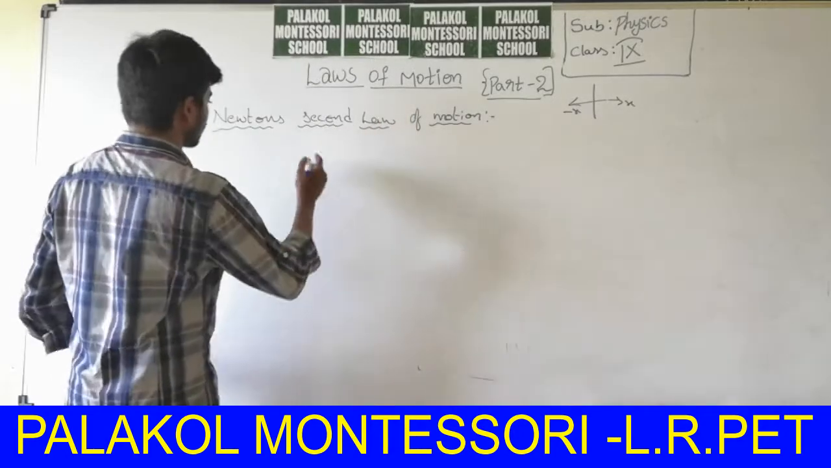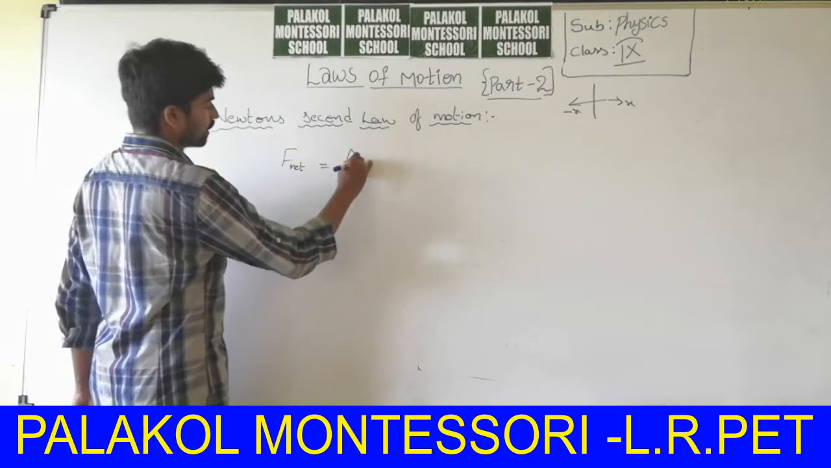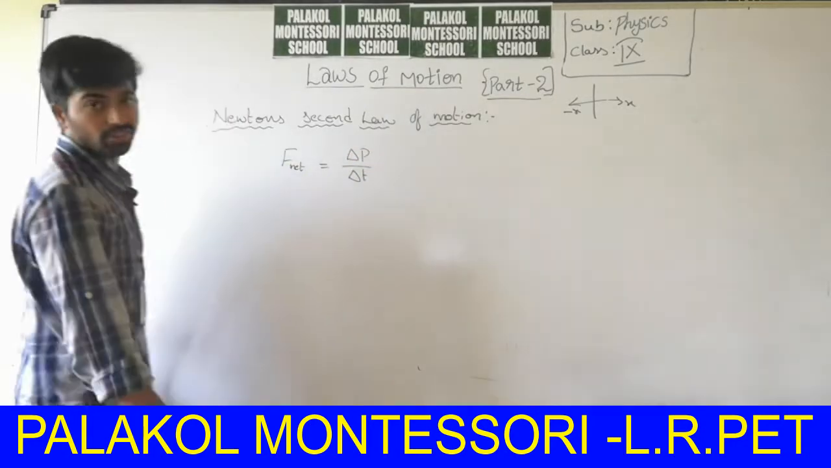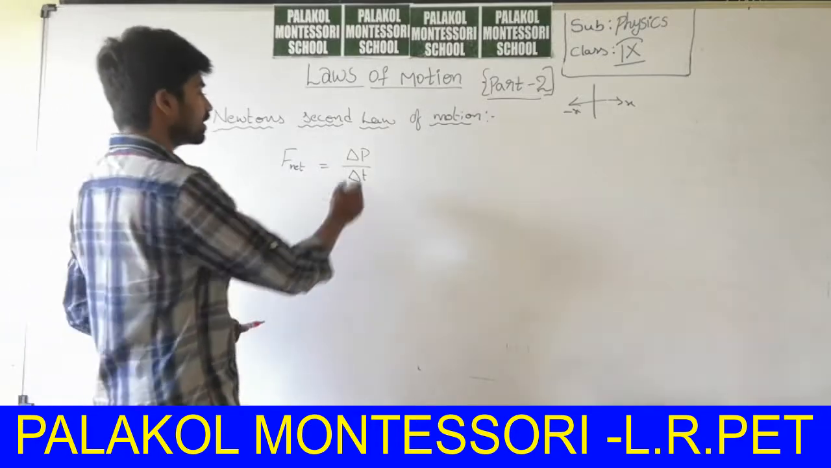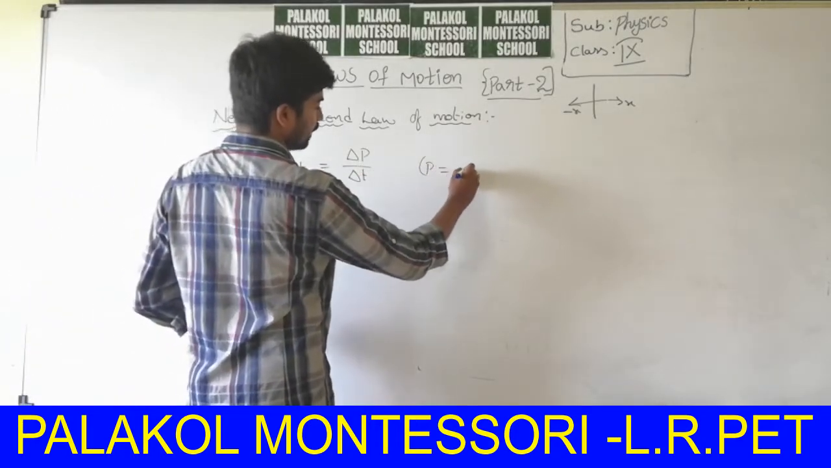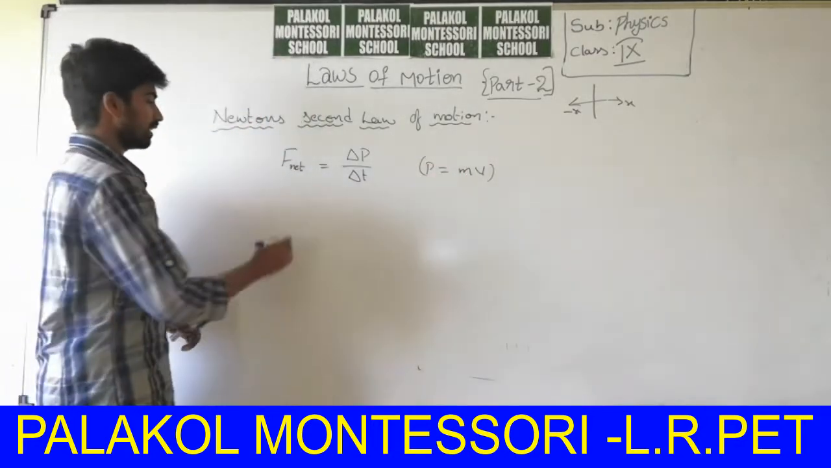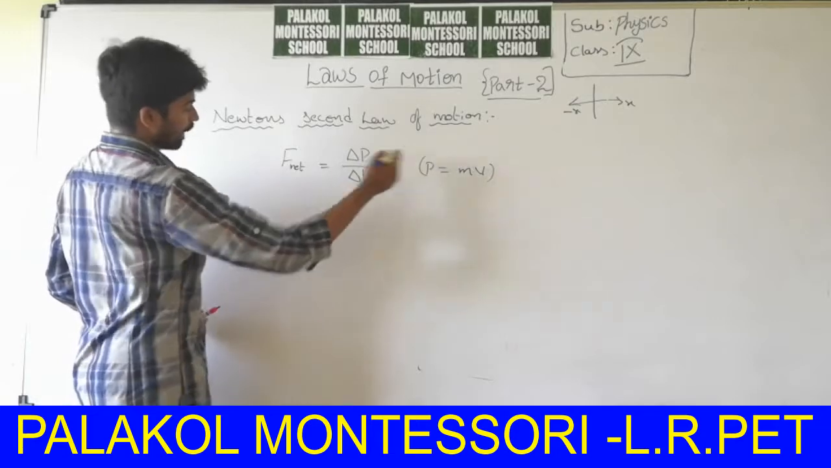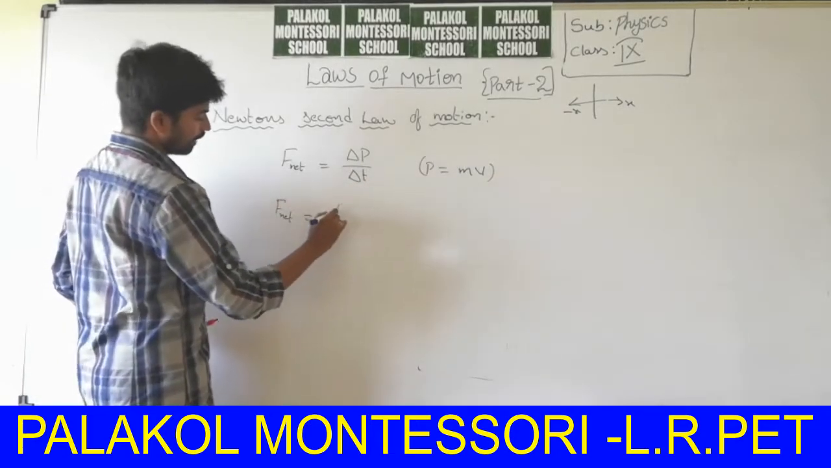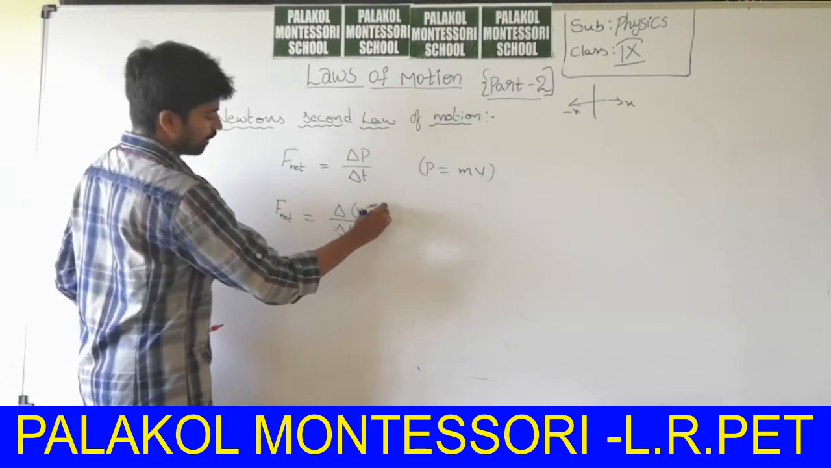According to Newton's second law of motion, F net is equal to delta P by delta T. What is P? P is the momentum. So, in the place of P you can write P is equal to mv. Substitute mv in the place of P: F net is equal to delta by delta T of mv.